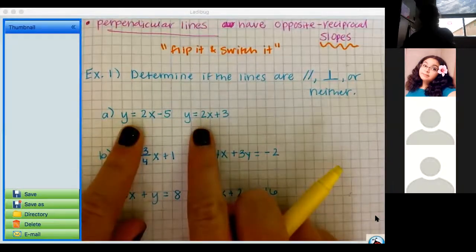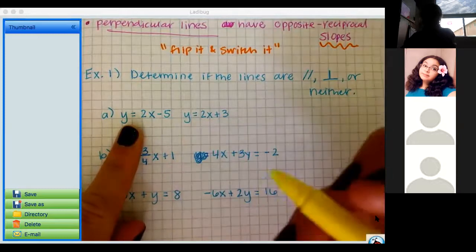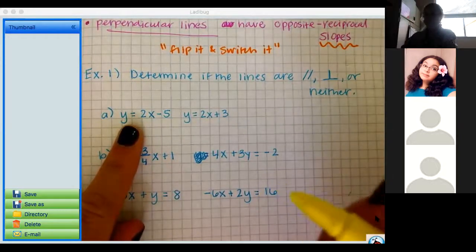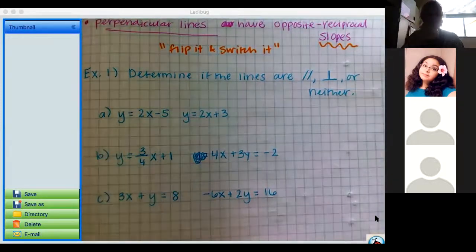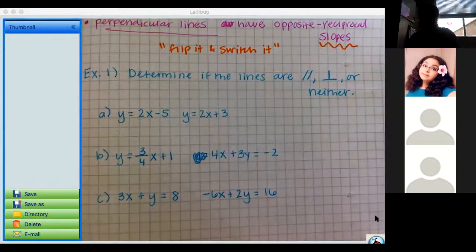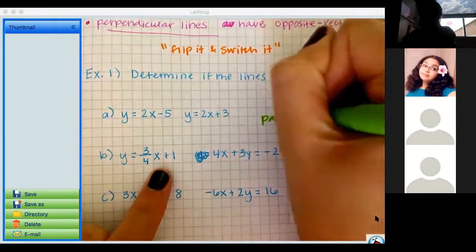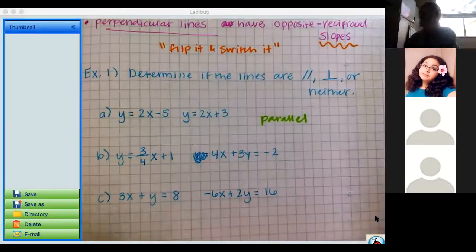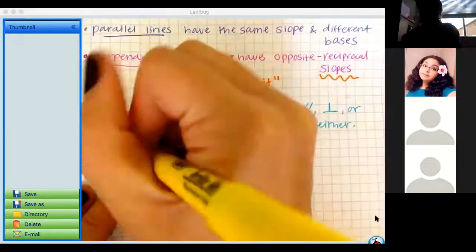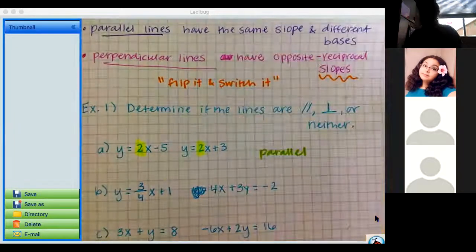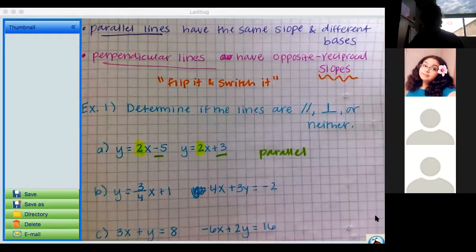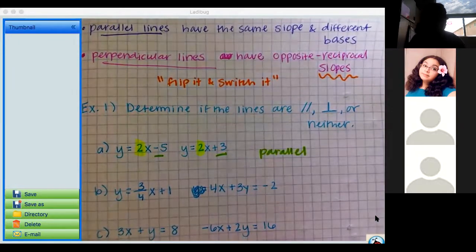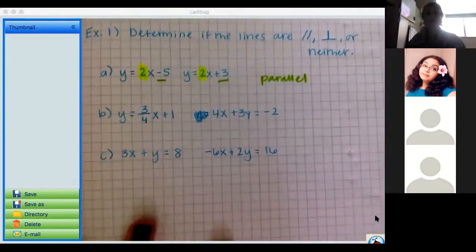What kind of lines are these? Parallel. Good. Why are they parallel? Very good. They got the same slope and different what? Base. Good. Does everybody see that? The slope is the same. The bases are different. So these are parallel. Easy or hard? Easy. Good. You got one of those on your homework. Sound good? All right. Let's look at the next one.